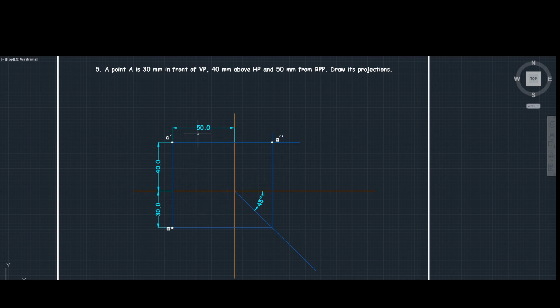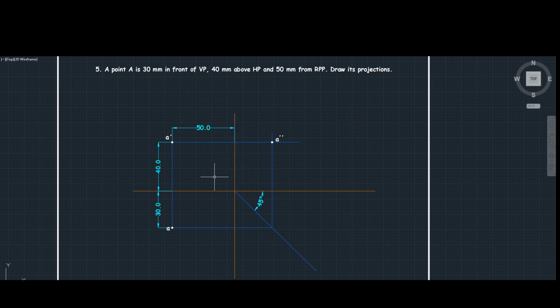Now here, this one problem I'll tell you. Again, do not write this. Do not write the statement. Just write 5. Not very big, not small, but in the same size. Start drawing the XY line. Then A dash, A, that is 40 and 30, then 50, and draw the X1 Y1 line.